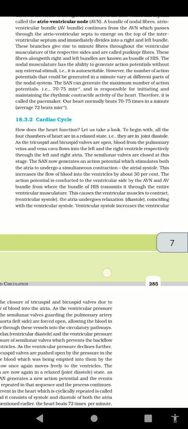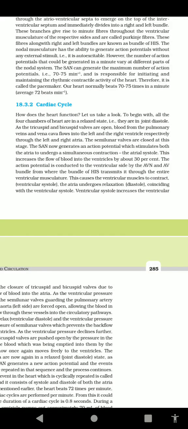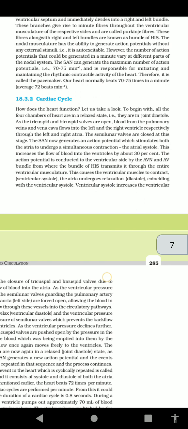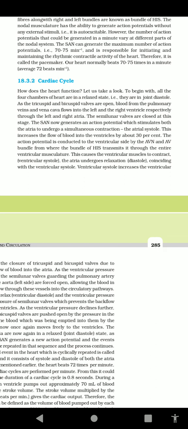The nodal musculature has the ability to generate action potentials without any external stimulus. It is auto-excitable. However, the number of action potentials that can be generated per minute varies in different parts of the nodal system.